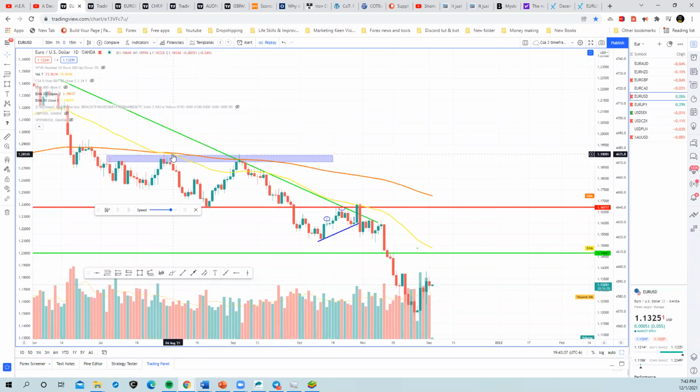Price drops for about 300 pips. I mean, after about 300 pips, it probably would have took some profit. It came back up, same thing, spiked up, rejected. There's another entry, 183.